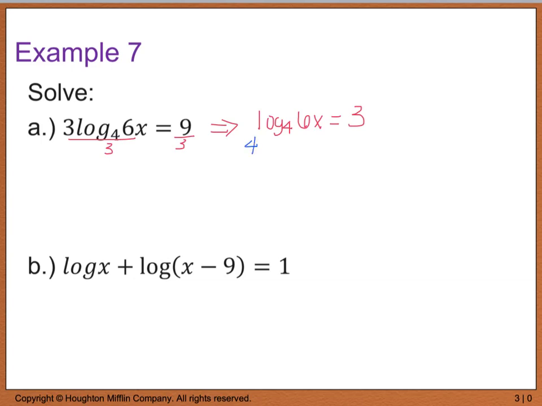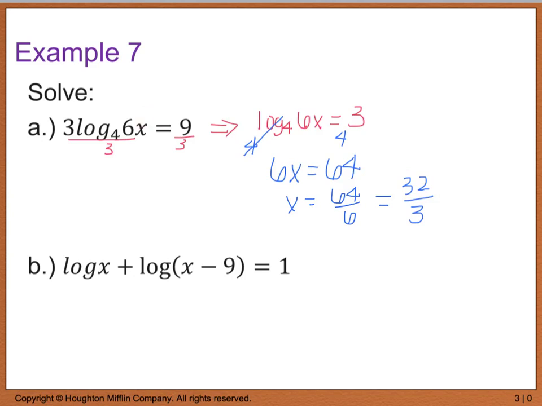Now if I exponentiate both sides, I end up with 4 to the log base 4 of 6x equals 4 to the third. 4 to the log base 4 of 6x is going to give me 6x, and 4 to the third is equal to 64. And if I solve for x, I end up with 64/6. If we reduce that down, that gives us 32/3. And as I mentioned earlier, one thing we need to be careful of is extraneous solutions. If you take this solution, plug it in up here, you'll see that it does work.